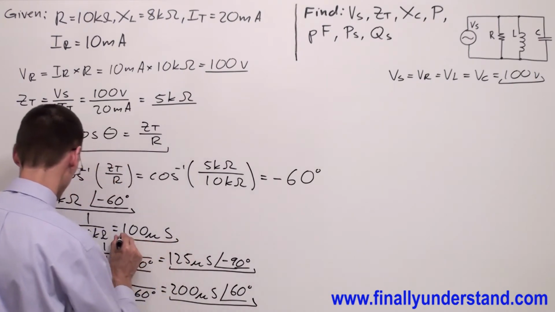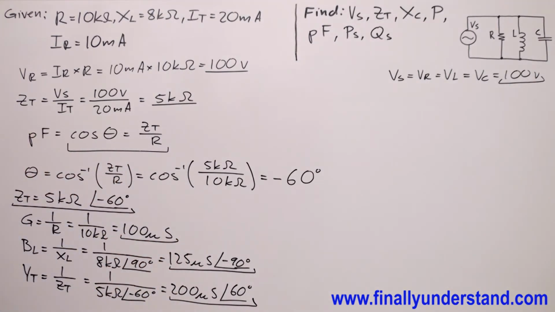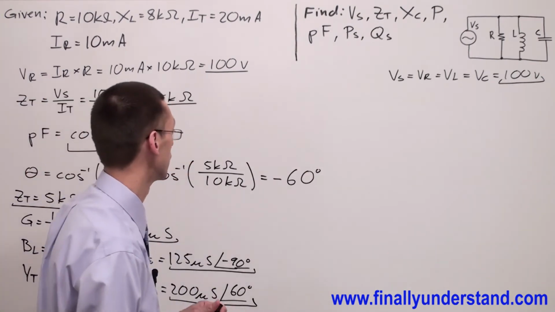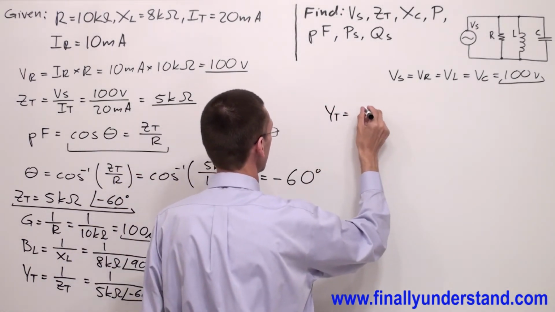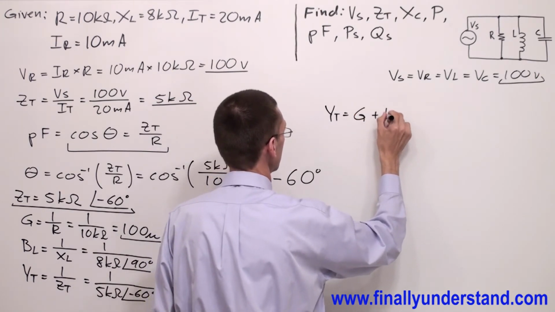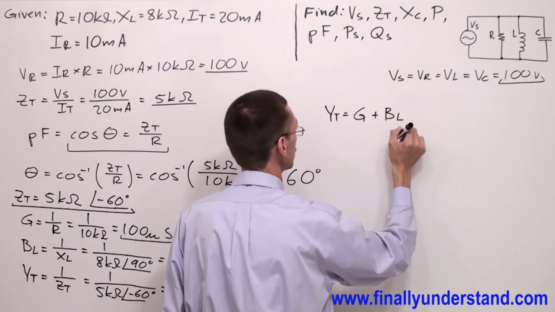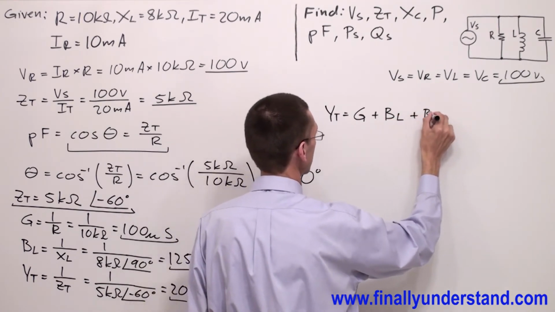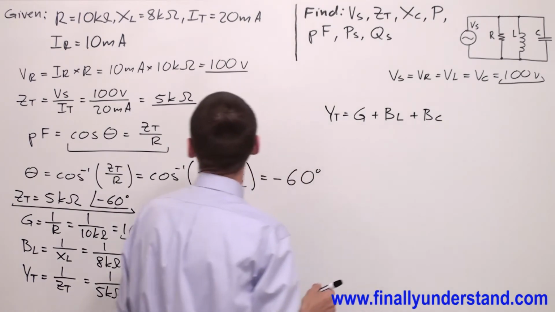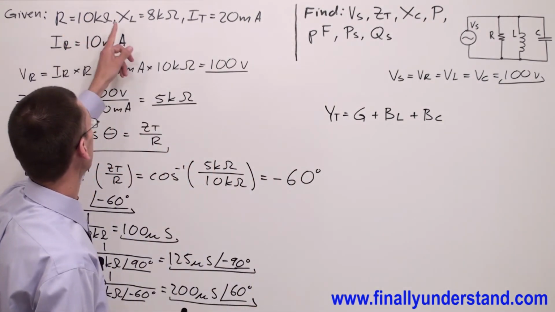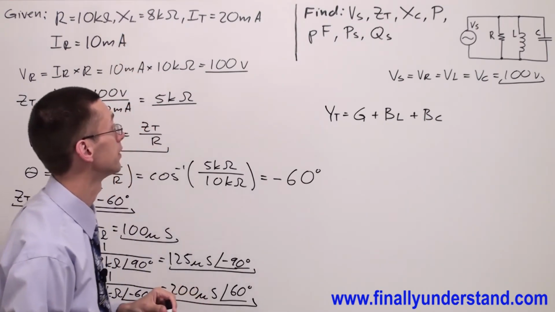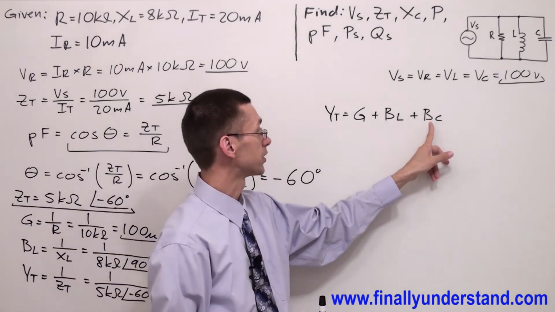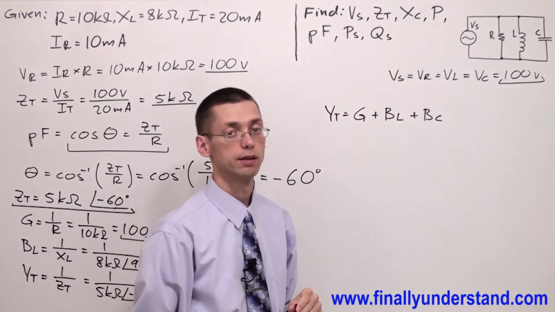So someone is going to ask why we're supposed to find all these values. Because right now I'm going to use the formula which says that total admittance, Y total, is equal to the sum of the conductance, the inductive susceptance, and capacitive susceptance. We have given resistance and inductive reactance. So what we're supposed to find? We're supposed to find the capacitive susceptance, because later on we're supposed to find the capacitive reactance.